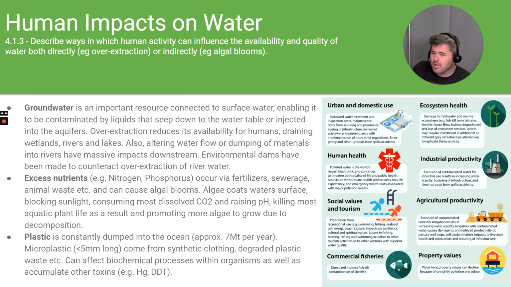I've cut down this tree. That means the soil has less retention, which means that the nutrients of this area are going to start depleting, killing other plants around it and affecting the overall food web. So here we have three different impacts. Groundwater, which is an important resource connected to surface water. However, if we overdrain it or if we start dumping materials into it, it can have major impacts further downstream.